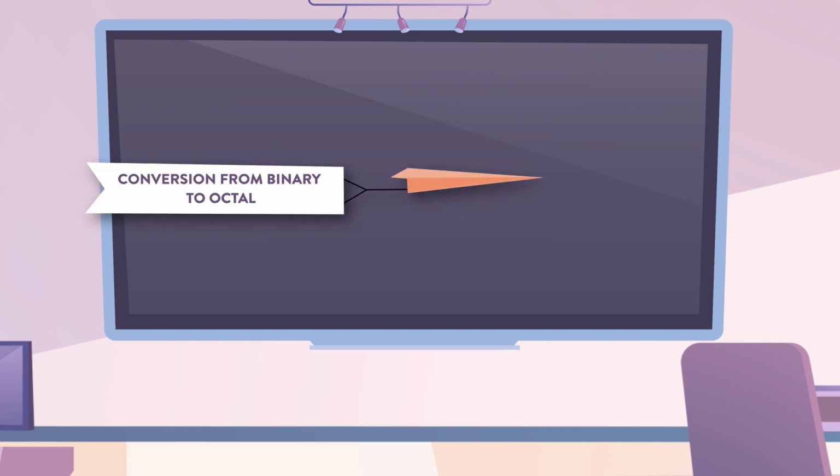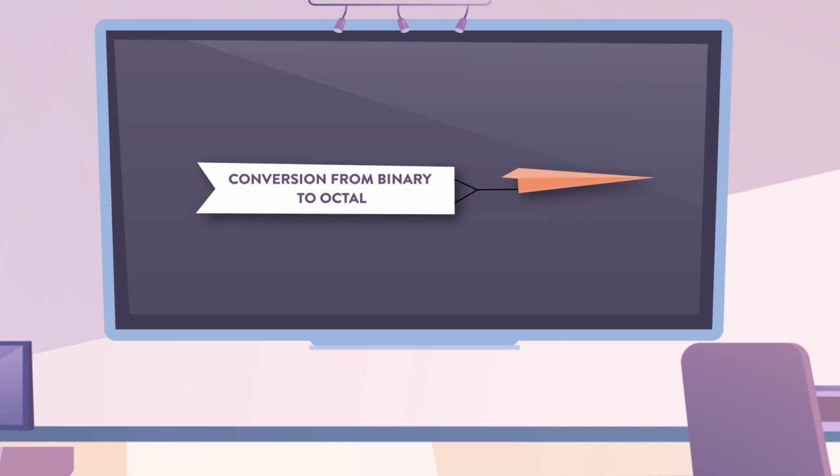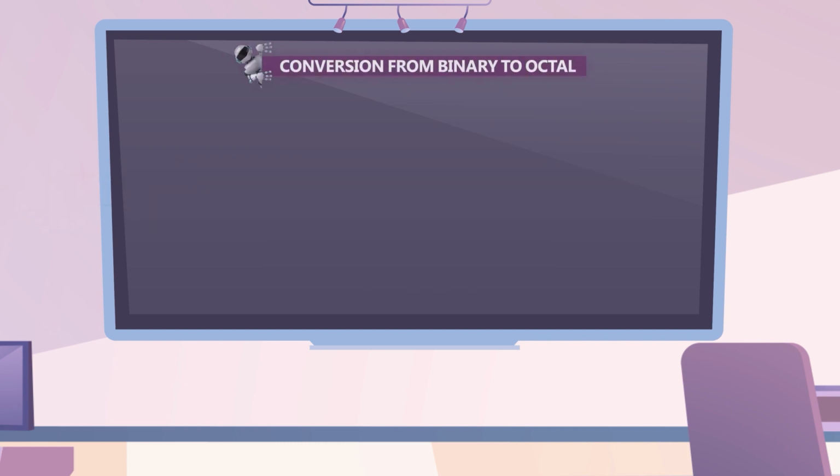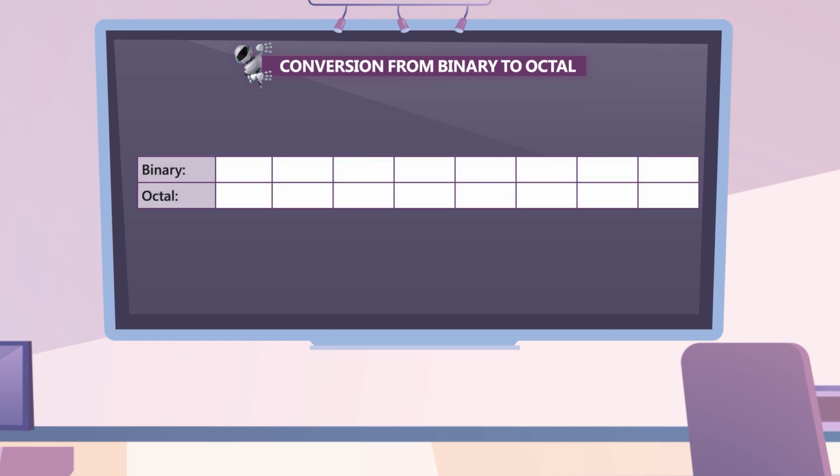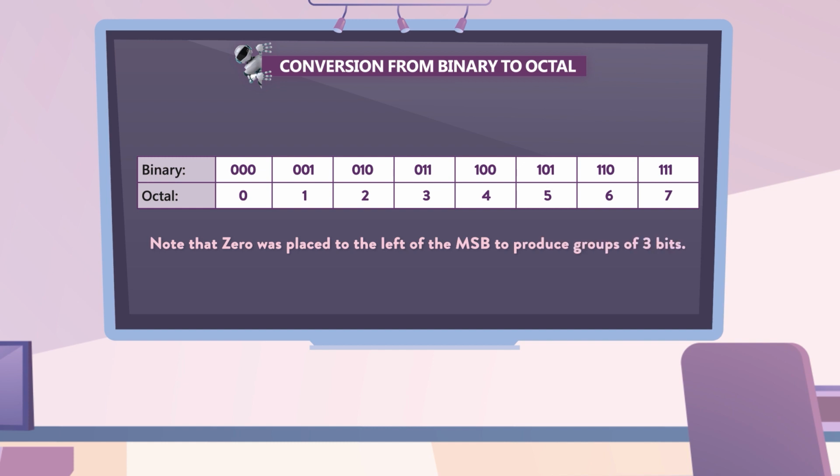Then we have the conversion from binary to octal. Here, groups are to be made, consisting of 3 digits each from the extreme right of the number. Then, the decimal equivalent of each group is to be found and written together to get the octal equivalent. Note that 0 was placed to the left of the MSB to produce groups of 3 bits. This is the conversion that can also be used.